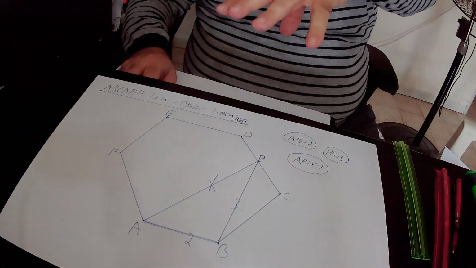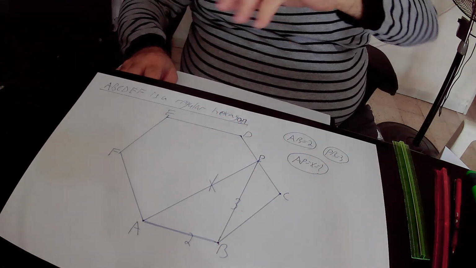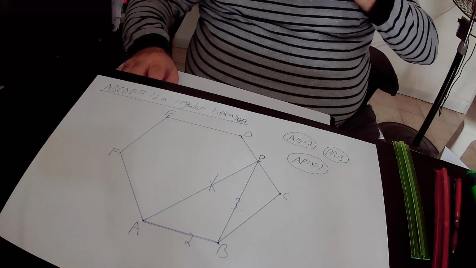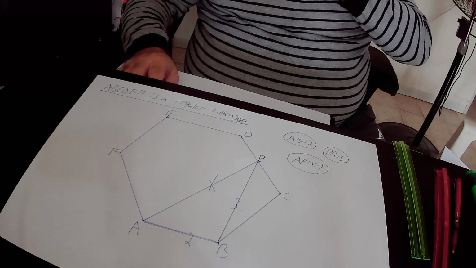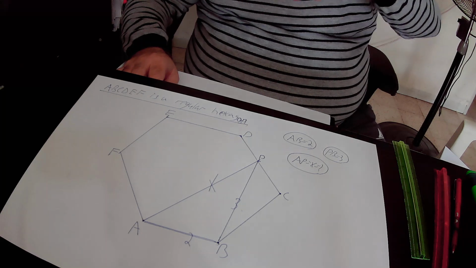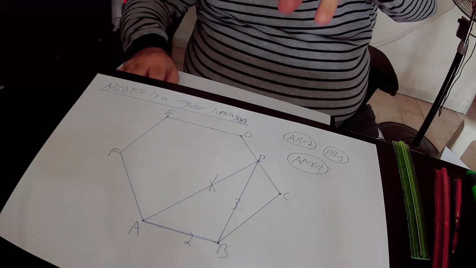Now in this lecture we'll find out the length of line segment X. In the drawing we have a regular hexagon. A regular hexagon is a closed polygon with 6 equal sides and 6 equal angles.